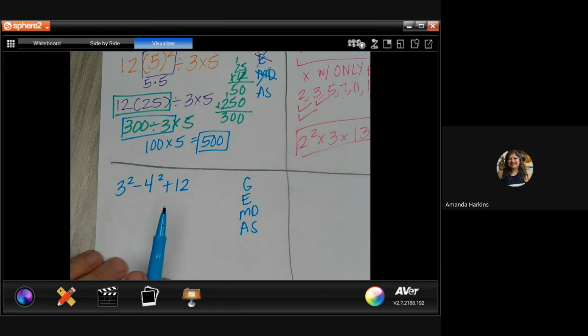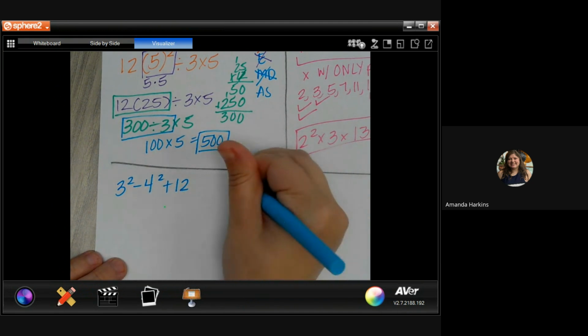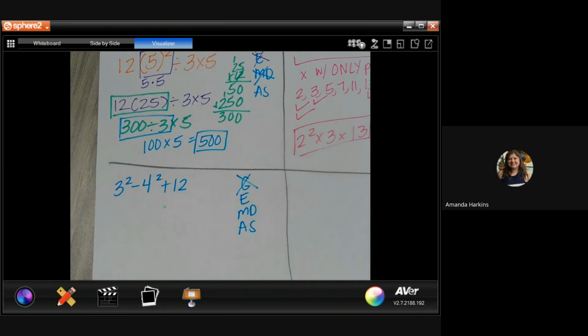Parentheses and brackets, that's where we start. If you notice, I do not have any of that. So you're going to start with exponents. Go ahead and get started.